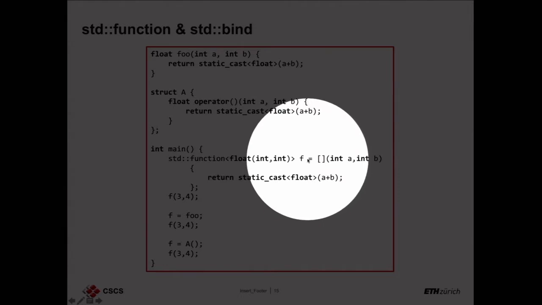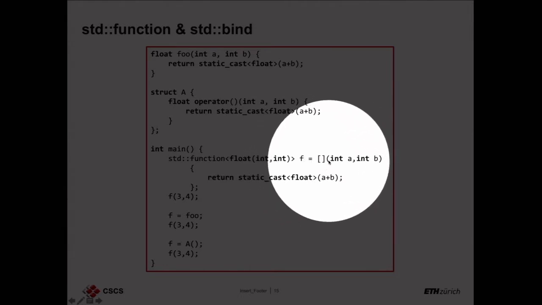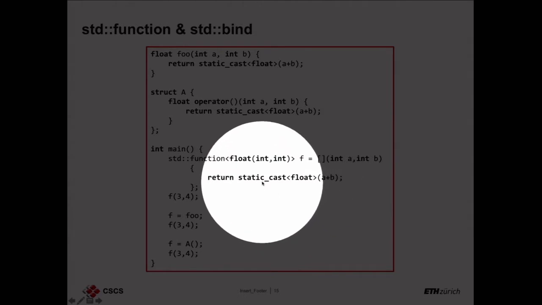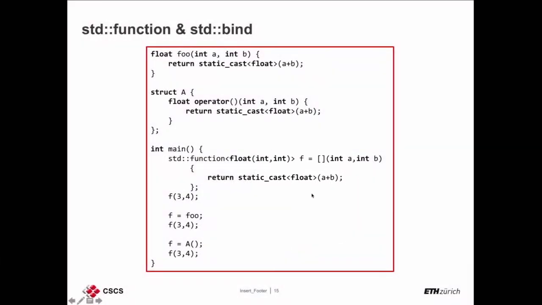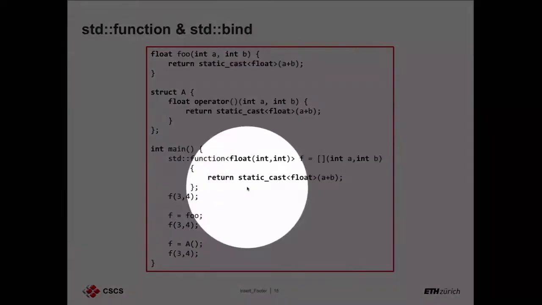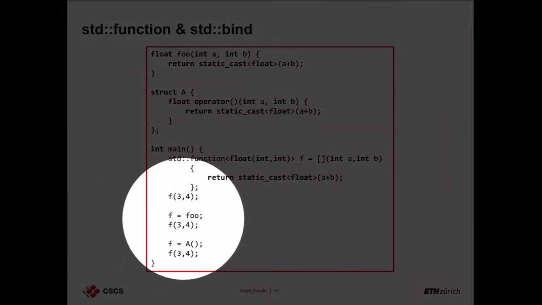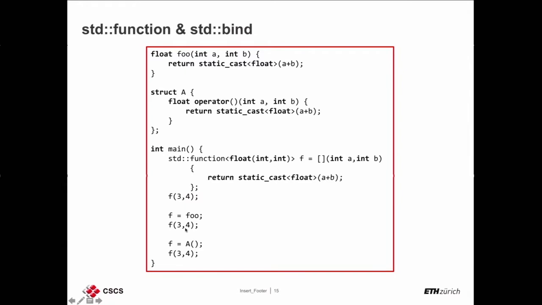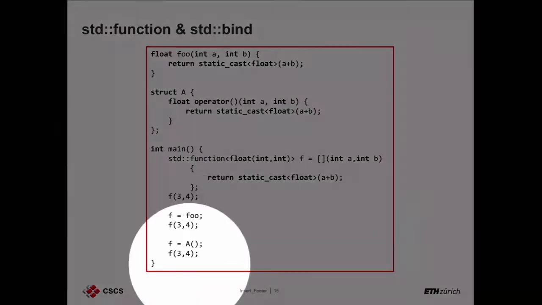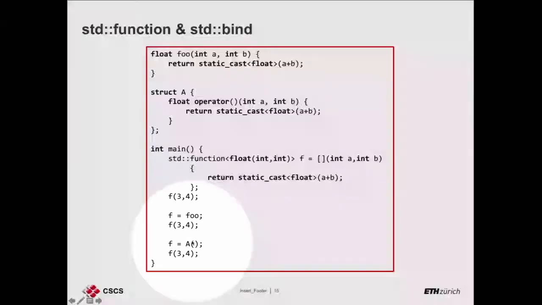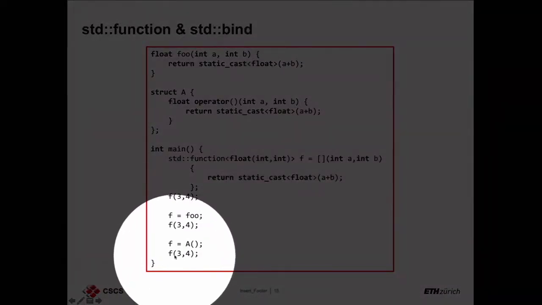And I can say, well, f is going to be a lambda that takes two integers and returns the static cast to float of a plus b. Then you can call f with 3 and 4. Then in the same code, you can say, well, you know what, I want f to not just be this lambda. I want f to be equal to foo. And then I can call f with 3 and 4, and it will do the trick. It will call foo with 3 and 4. Or I can say f is just my function object. And then you call f with 3 and 4.